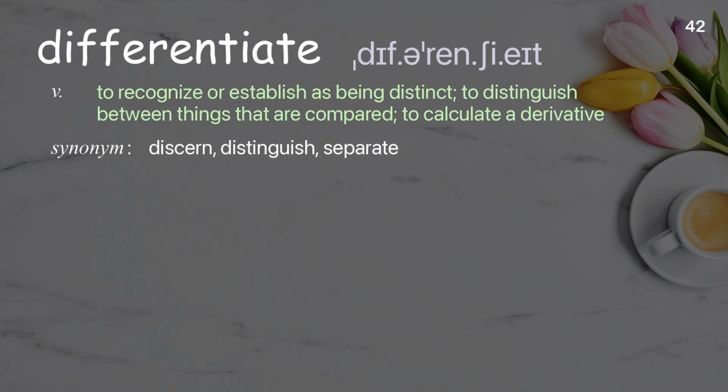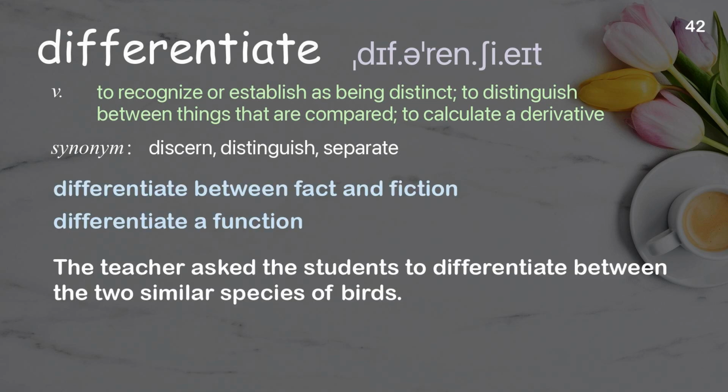Differentiate. To recognize or establish as being distinct, to distinguish between things that are compared, to calculate a derivative. Examples: differentiate between fact and fiction. Differentiate a function. The teacher asked the students to differentiate between the two similar species of birds.